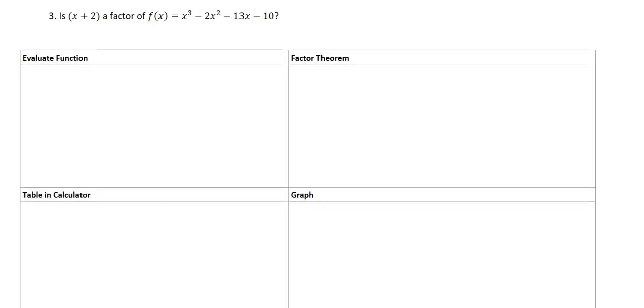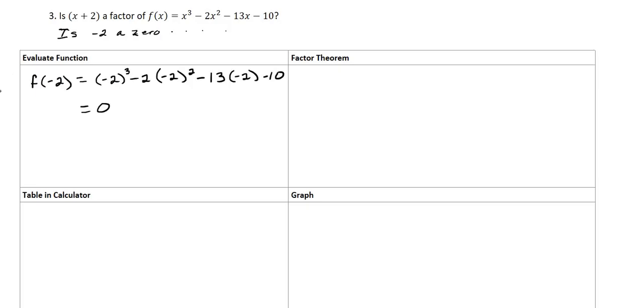In this example, I'm asked if x plus 2 is a factor of a given function. Now this is equivalent to asking, is negative 2 a 0 of the given function? So one way to figure out the answer is to evaluate the function at negative 2, and I get 0, so my answer is yes.